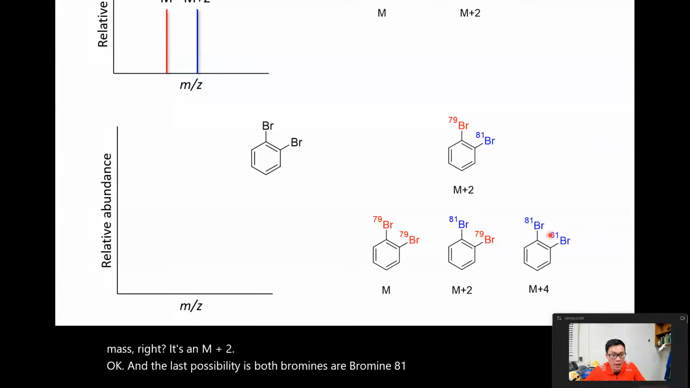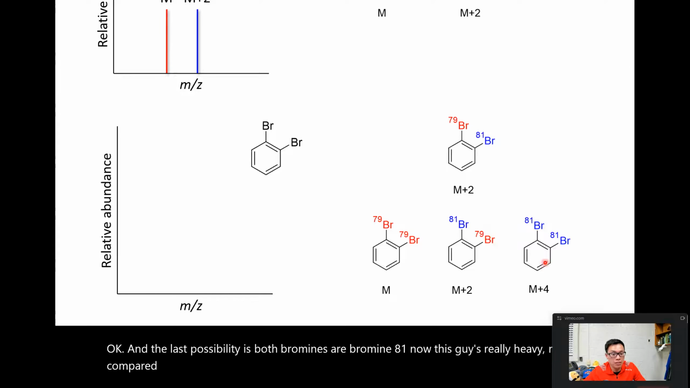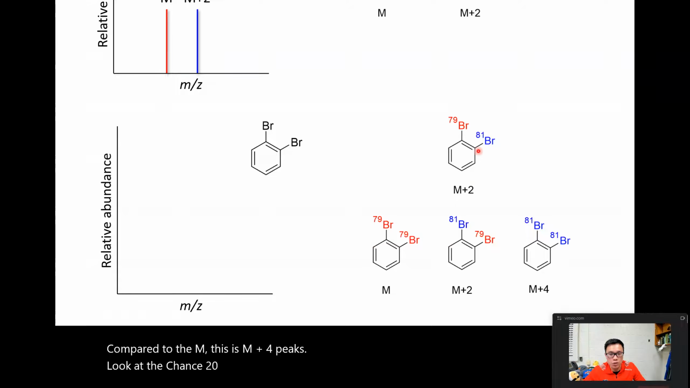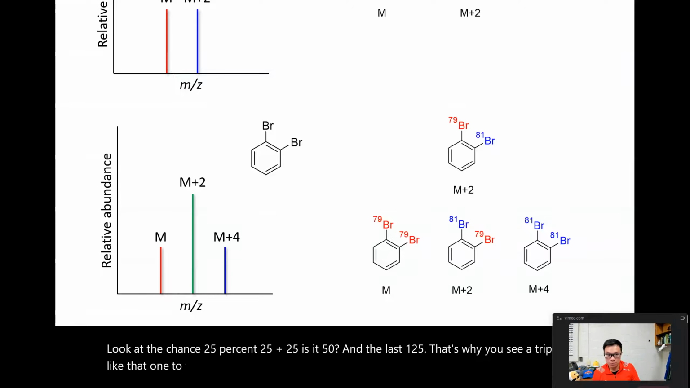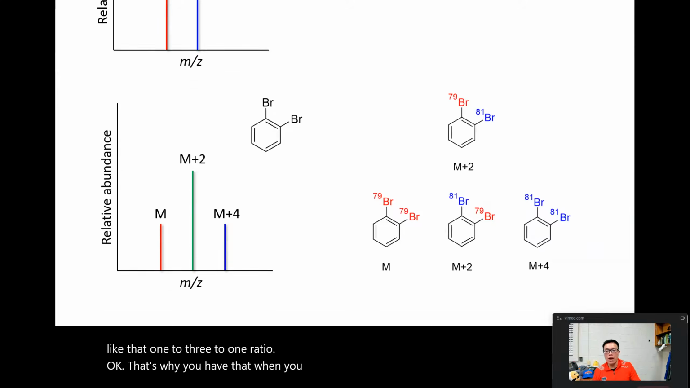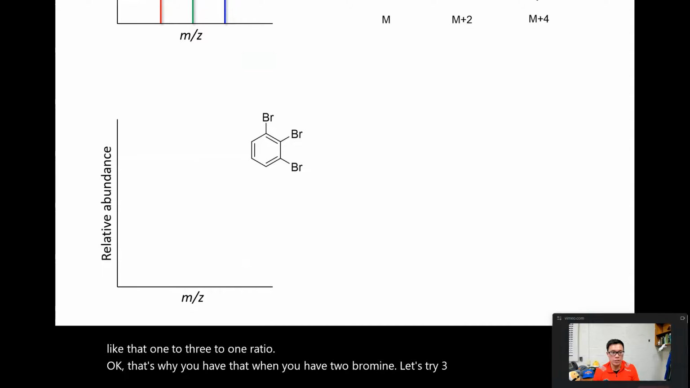Now, this guy's really heavy, right? Compared to the M. This is the M+4 peak. Look at the chance: 25%, 25 plus 25, this is 50, and the last one 25. That's why you see a triplet like that, 1-to-2-to-1 ratio. That's why you have that when you have 2 bromine. Let's try 3 bromine. Okay, what do you see?